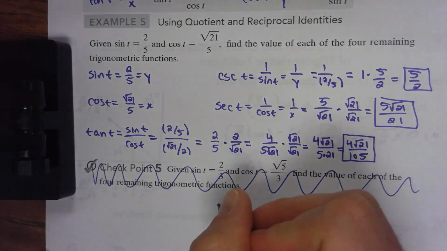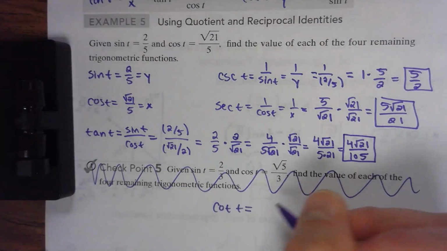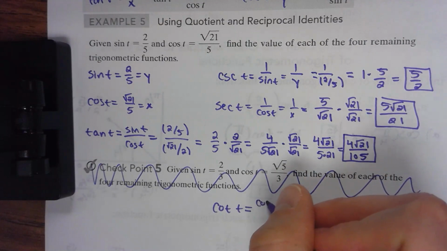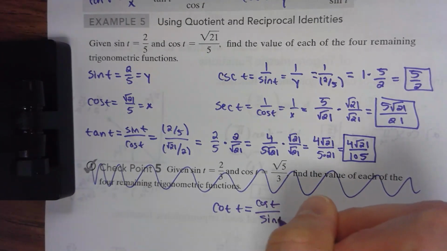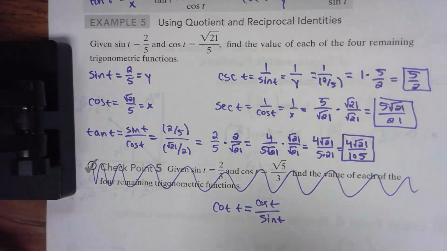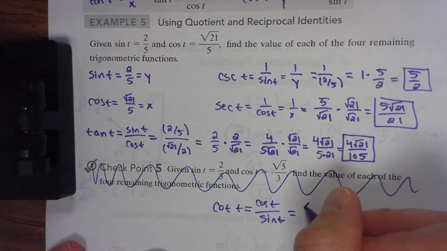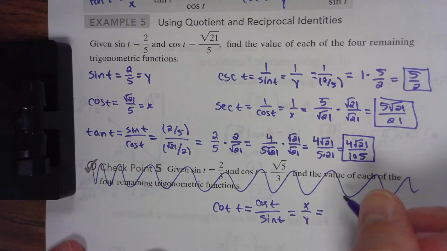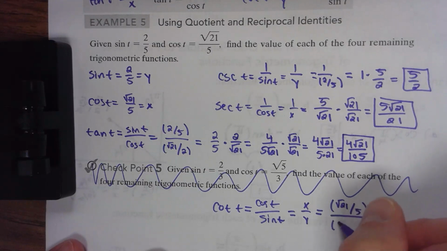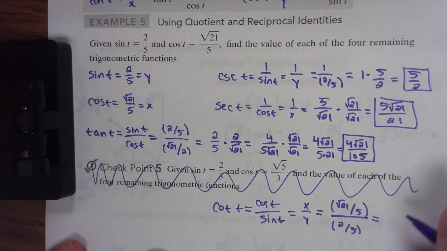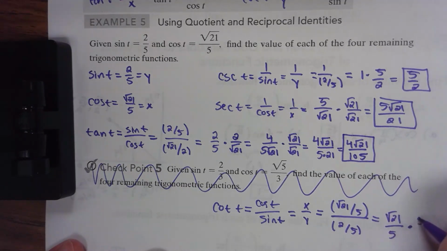And what I'm going to do is use the fact that cotangent is equal to cosine of t over sine of t. Okay, that's the quotient identity that you have at the top of the page here, which is equal to the x-coordinate over the y-coordinate. So this is root 21 over 5 divided by 2 over 5. And so when I go ahead and do this division, the top stays the same, multiply by the reciprocal of the denominator. The 5's divide out, and I get root 21 over 2.